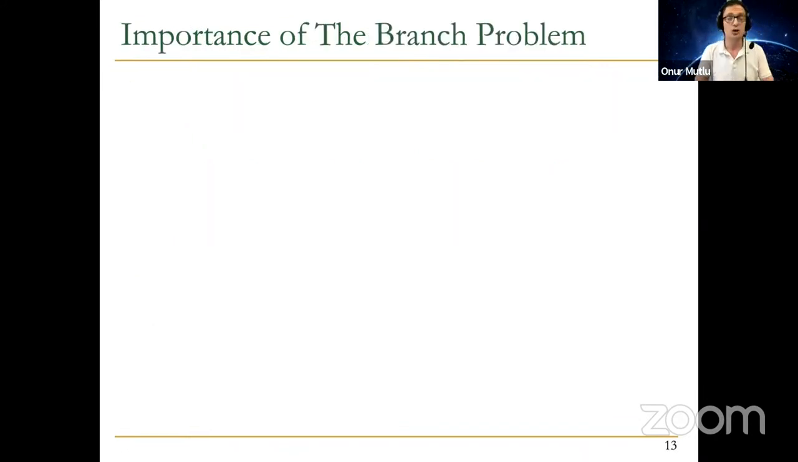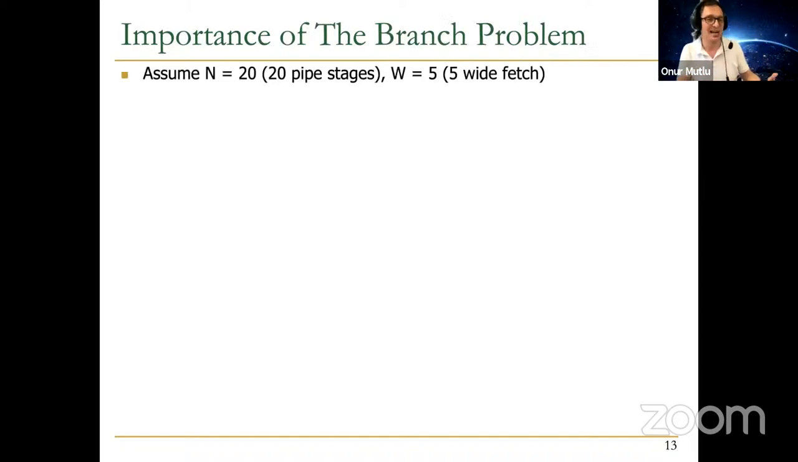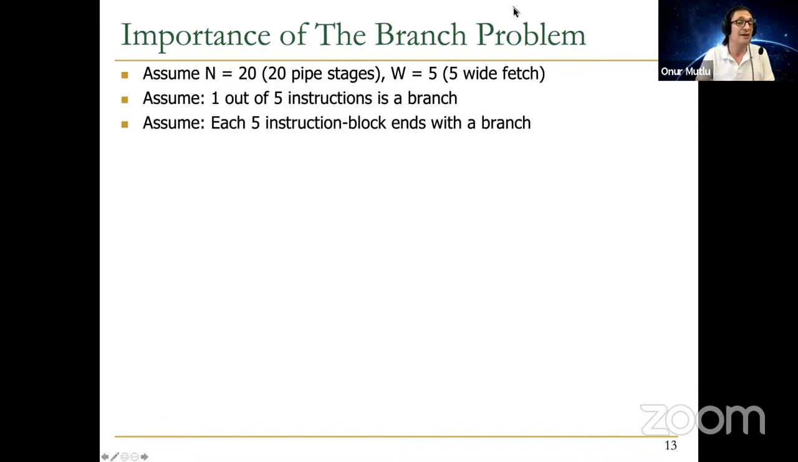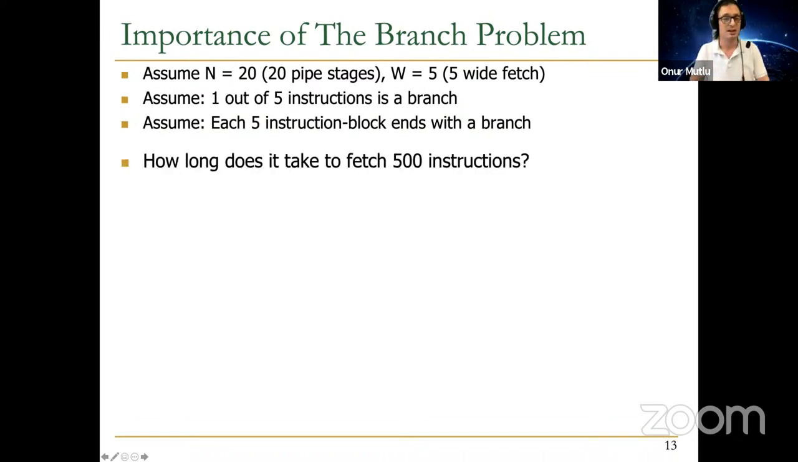Now, let's take a look at the importance of the branch problem by doing an exercise. Assume that we have 20 pipeline stages, which is reasonable by today's standards. N is 20, basically. Branch is resolved after 20 cycles. And W is 5. We're doing 5-wide fetch. I picked that number so that we can ease the calculations a little bit. Assume 1 out of 5 instructions is a branch, and assume each 5-instruction block ends with a branch regularly. How long does it take to fetch 500 instructions?